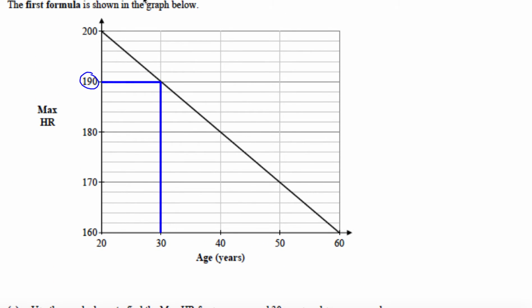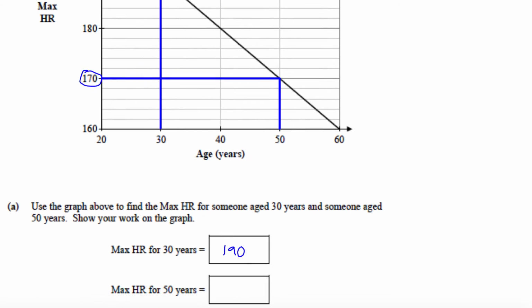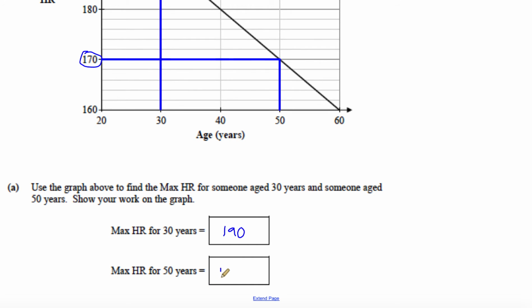Okay, now we're going to do it for 50 years. So 50 years would be from here, go straight up till we hit the graph, and straight across. And there we have 170 if you're 50 years old. It's a max heart rate of 170. Okay, so that's part A.